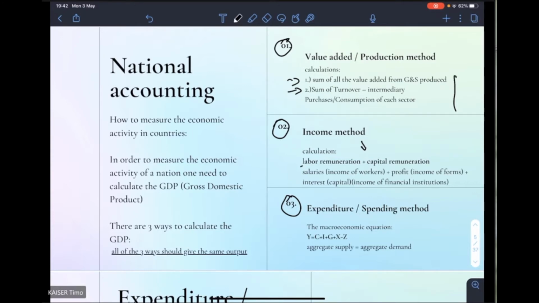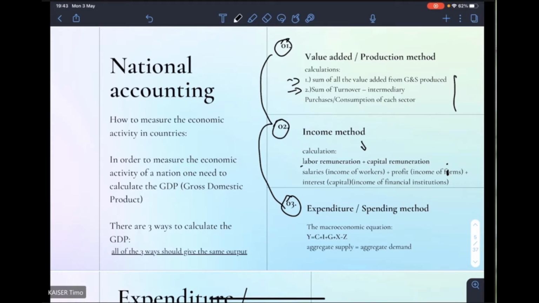For the labor remuneration, we have included salaries and as well profit. Salaries would be the income of workers, profit income of firms. That should be NI, sorry for that, firms. And for the capital remuneration, we would have interest, so capital, which would be the income of financial institutions. And that would be the income method. And as you know, for all three calculations, we need to get the same number. It will always be the same GDP, otherwise something went wrong.